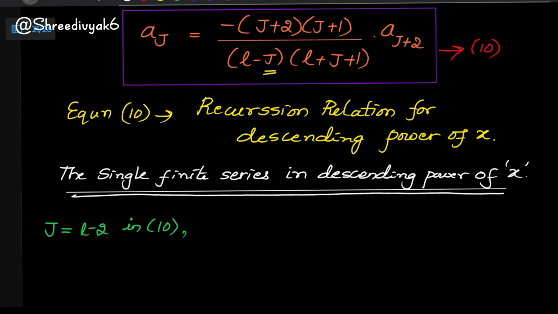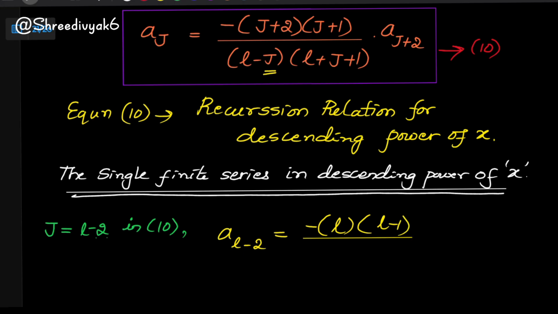as a L minus 2 equals minus of L minus 2 plus 2, which would be L, into j plus 1, which is L minus 1, the whole divided by 2 into 2L minus 1, into a L, right?